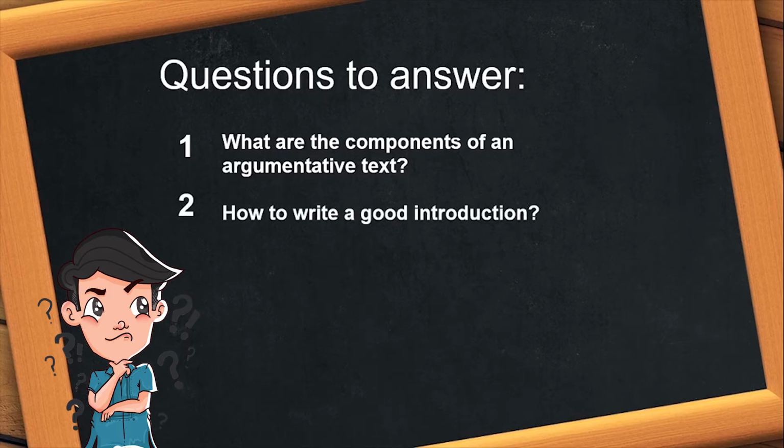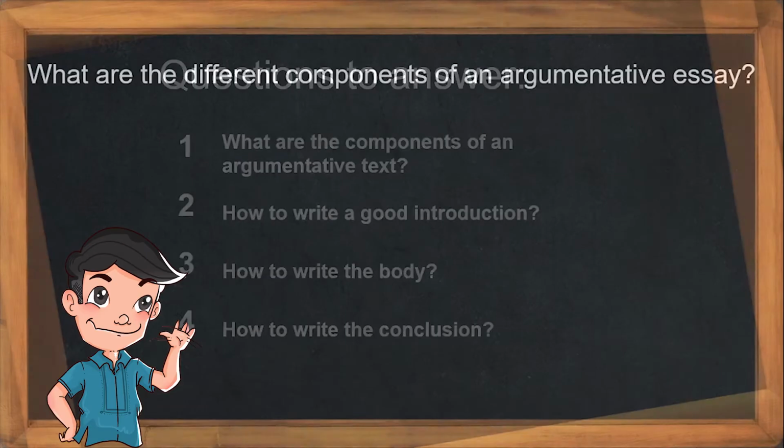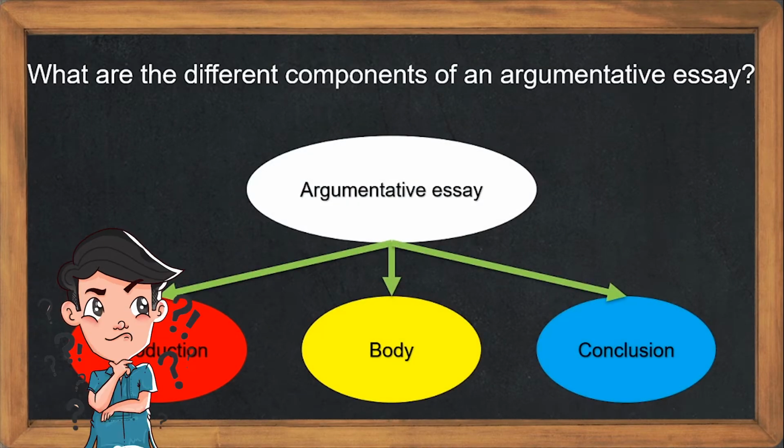Second question is how to write a good introduction. Third question is how to write the body, and fourth question is how to write the conclusion. So let's answer the first question first. What are the different components of an argumentative essay?